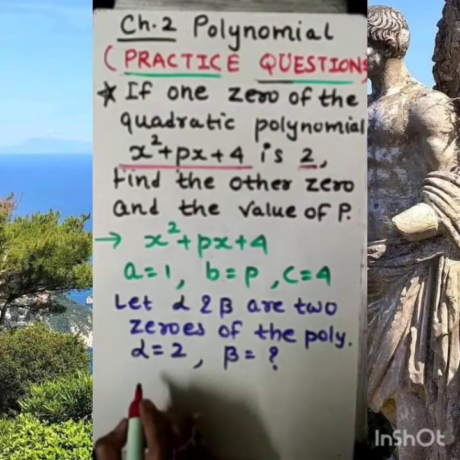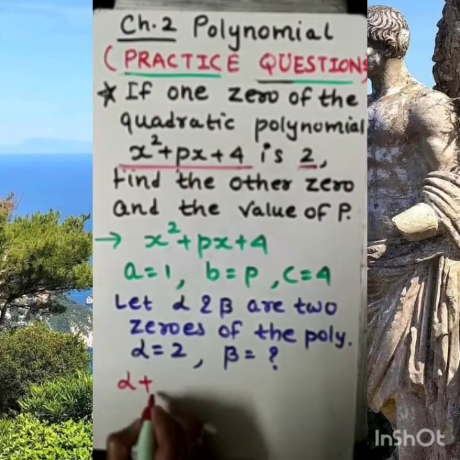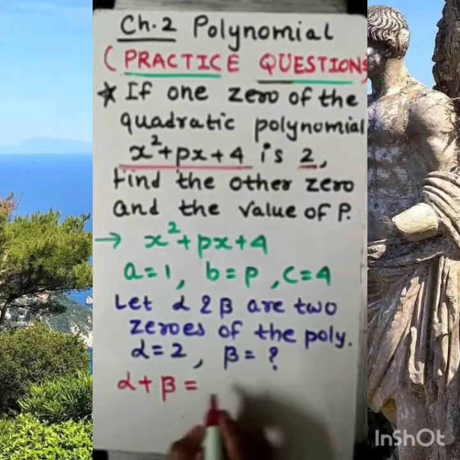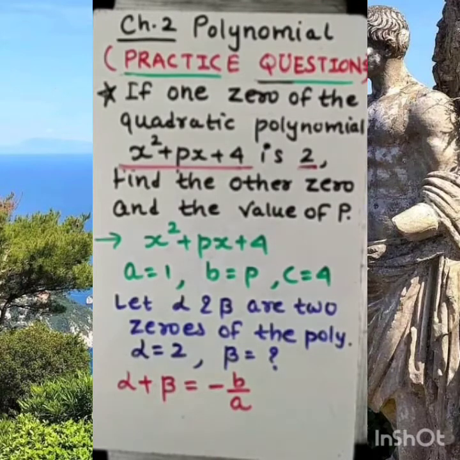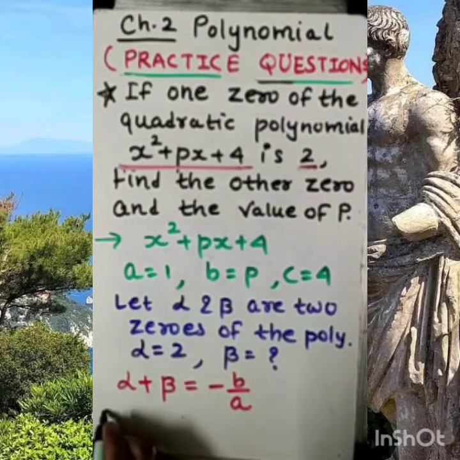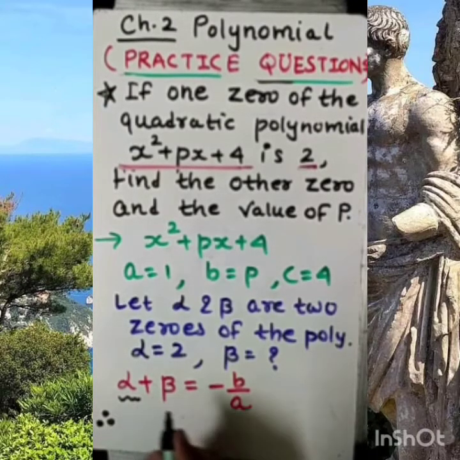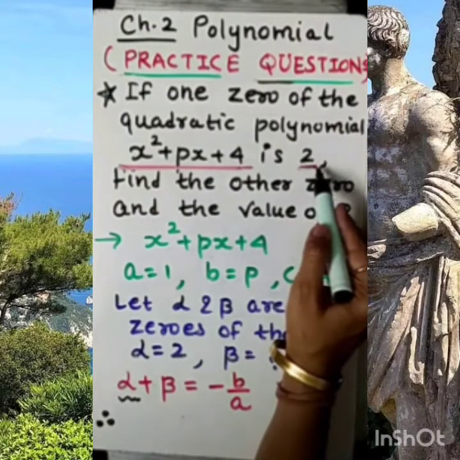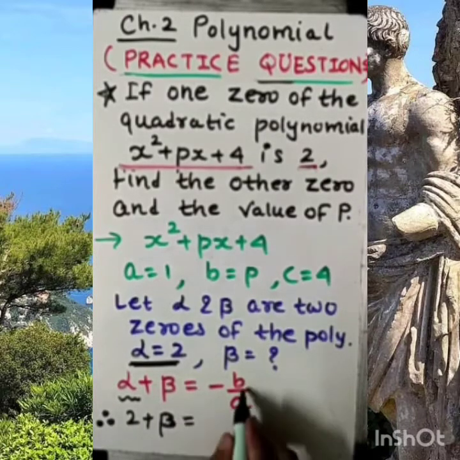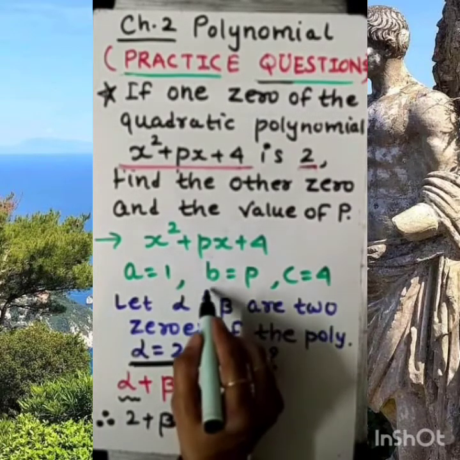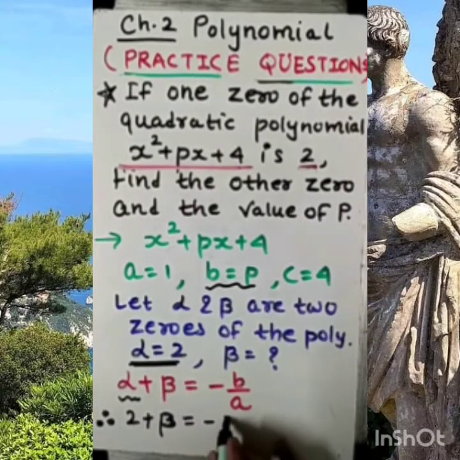Fine. So dear student, how to work out upon that? As we know, the sum of two zeros is minus b by a. Agree? Sum of two zeros is minus b by a. Now let's substitute the values. What is the value of alpha? We know one of the zeros is already given, that is 2. We have mentioned it here, 2. But we do not know beta, so let it be as it is. Right? What about minus b? As we have found b equal to p, it will be minus p by a, which is 1.